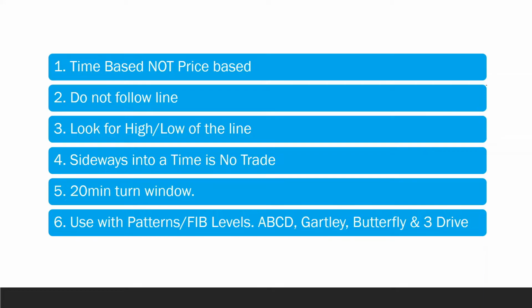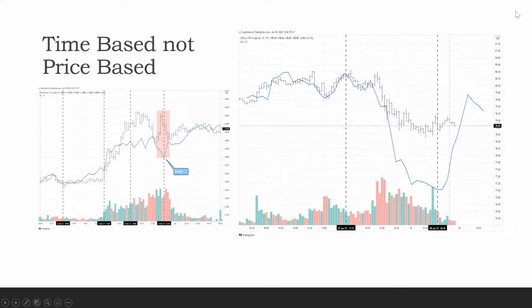And number six is I like to use it with patterns and Fibonacci levels. Those patterns are ABCDs, Gartleys, butterflies, and three drives. Right, let's go into an example for the first one.